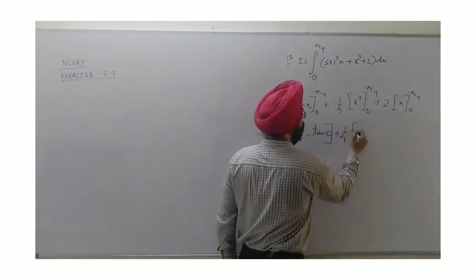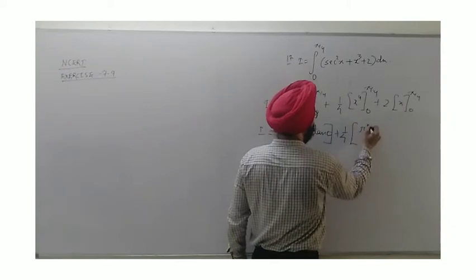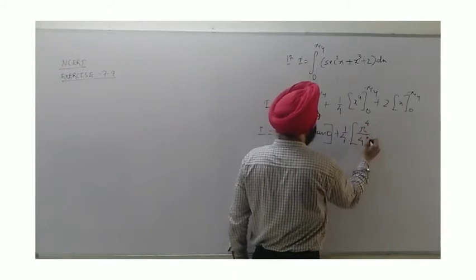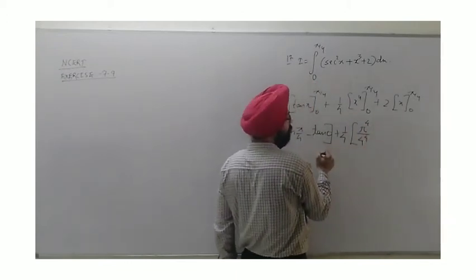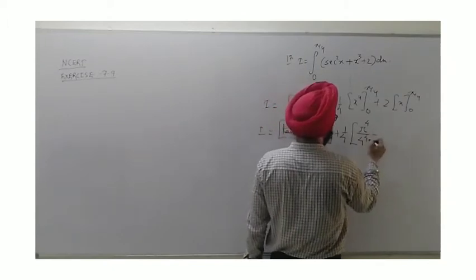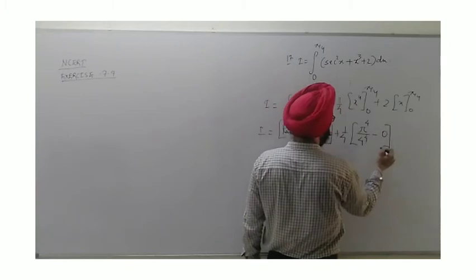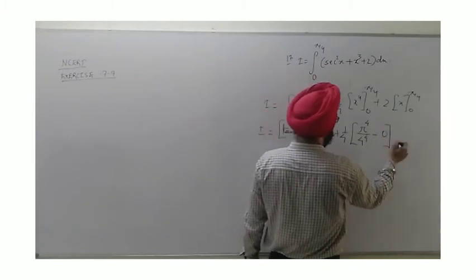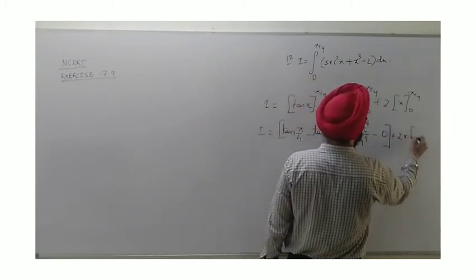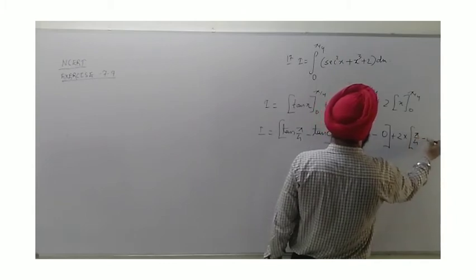plus 1 by 4. Yes, we will get pi raised to the power 4 upon 4 raised to the power 4. Next, minus 0. This one we will have 2 into pi by 4 minus 0.